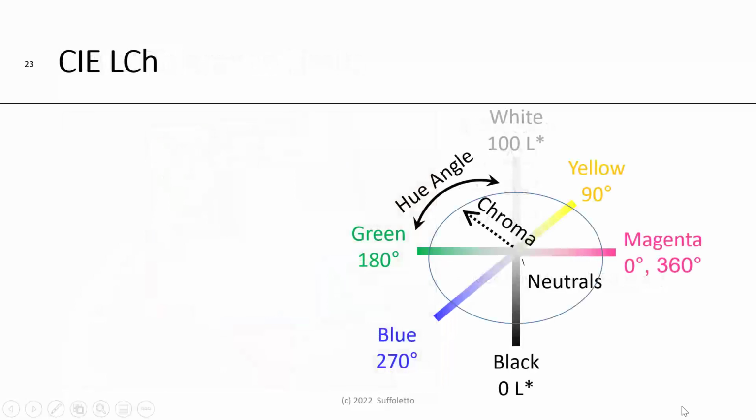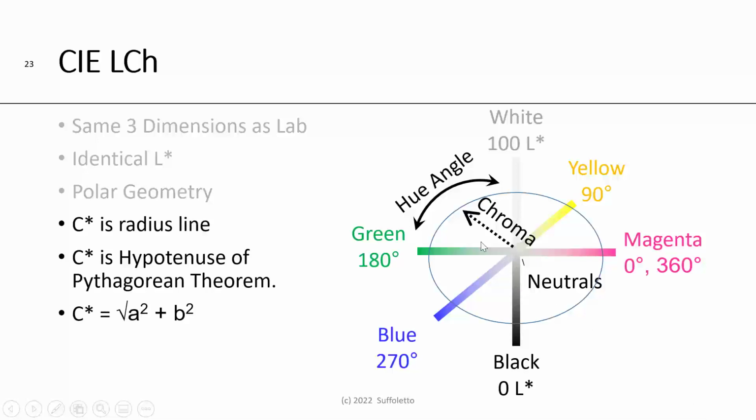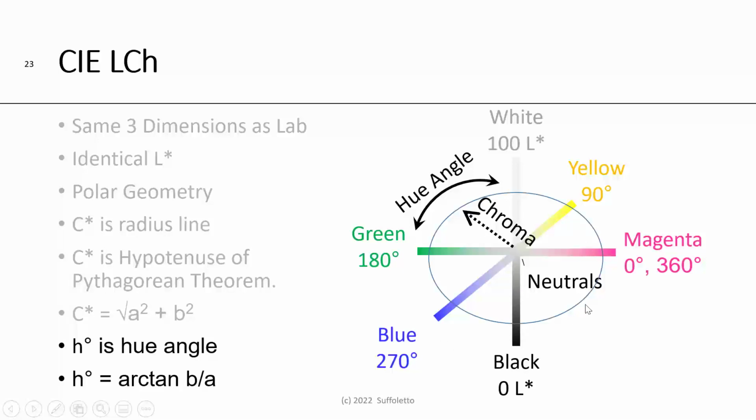Now let's move on to LCH. It's still the same 3-dimensional space using LAB. The L star is identical, but now we're going to use polar geometry where we have a C star, which is a radius line. So once you have a radius line and A and B are perpendicular, you form a right triangle. That right triangle now has a hypotenuse, which can be found using the Pythagorean theorem. C star is the square root of A squared plus B squared. And then we also have the hue angle.